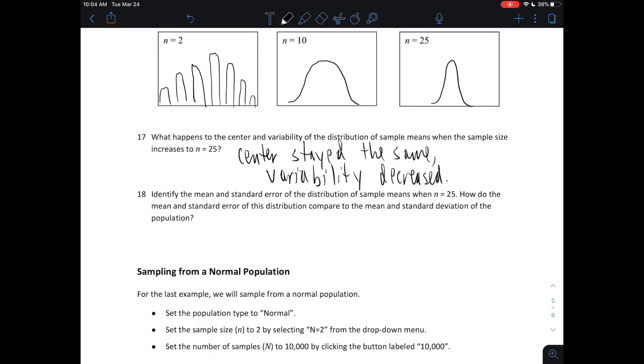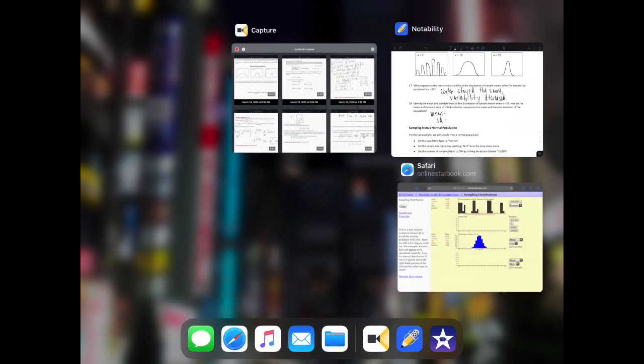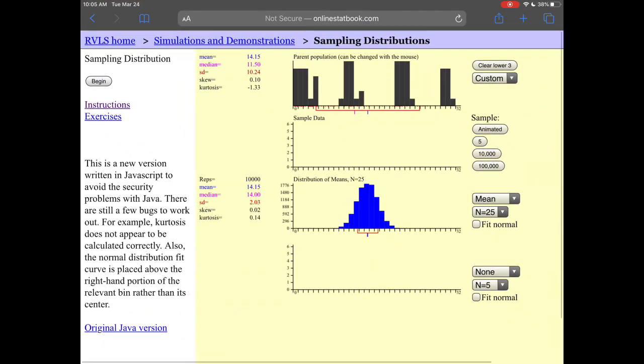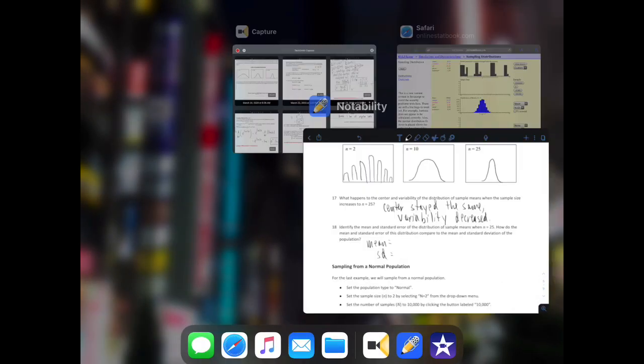Number 18, identify the mean and standard error of the distribution of sample means when n is equal to 25. And then how do the mean and standard error of this distribution compare to the mean and standard deviation of the population? So going back to our graph, the mean we have is 14.15. That's the same as what it is for the population up above. And the standard deviation is 2.03, and that is smaller than what it was for the population. So 14.15 for the mean and 2.03 for the standard deviation.